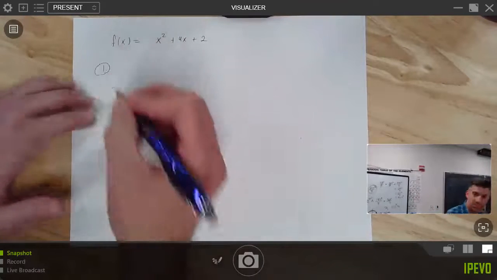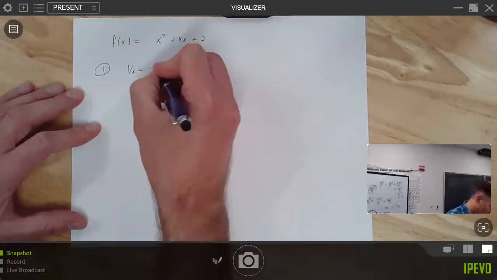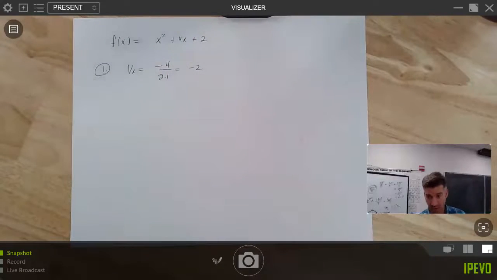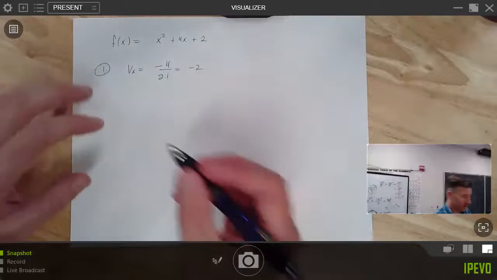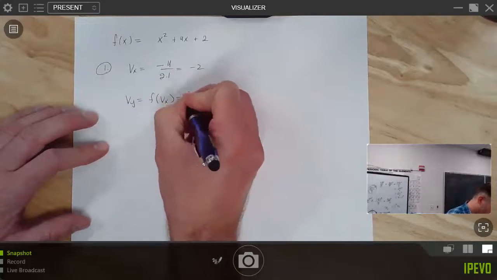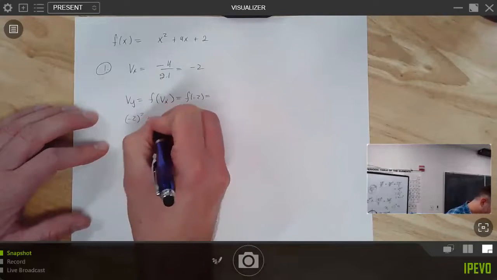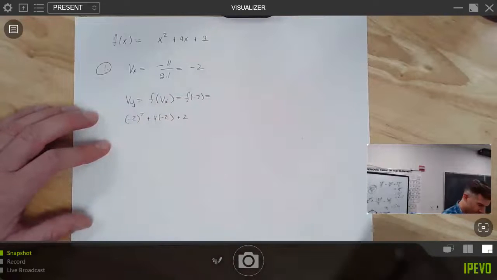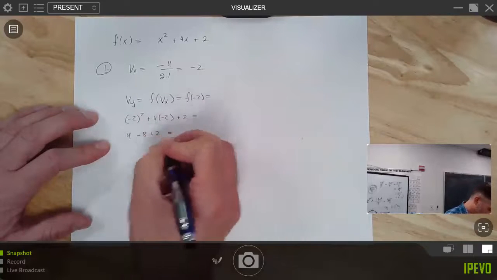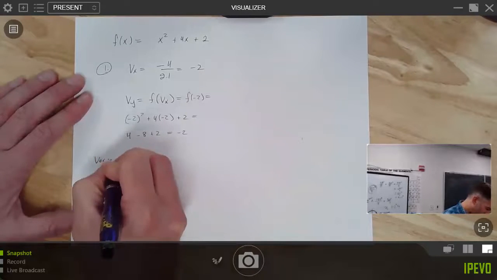So first, the vertex. The x coordinate of the vertex is going to be negative 4 over 2 times 1, which is negative 2. Sorry, I misspoke. I really should say the x coordinate of the vertex, right? That's not the whole vertex. The y coordinate is going to be f of negative 2, which is negative 2 squared plus 4 times negative 2 plus 2, which is 4 minus 8 plus 2, which is negative 4 plus 2, which is negative 2. So my vertex here is the point negative 2, negative 2.